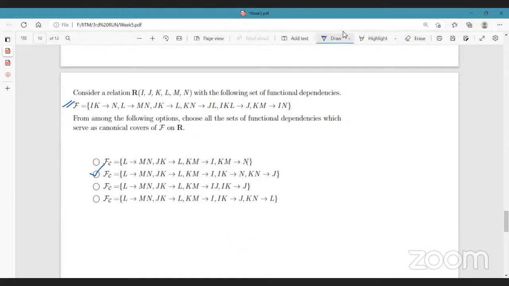Check for each and every extraneous attribute in every functional dependency. Try to find it out, then remove that, and then again remove the redundant functional dependency.